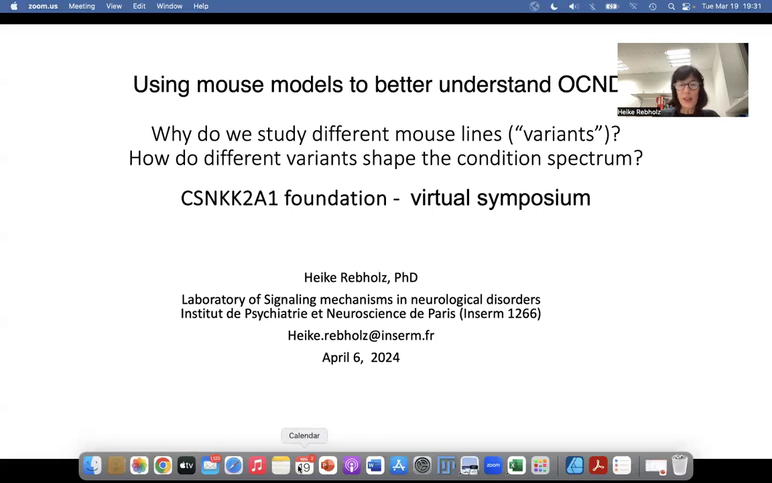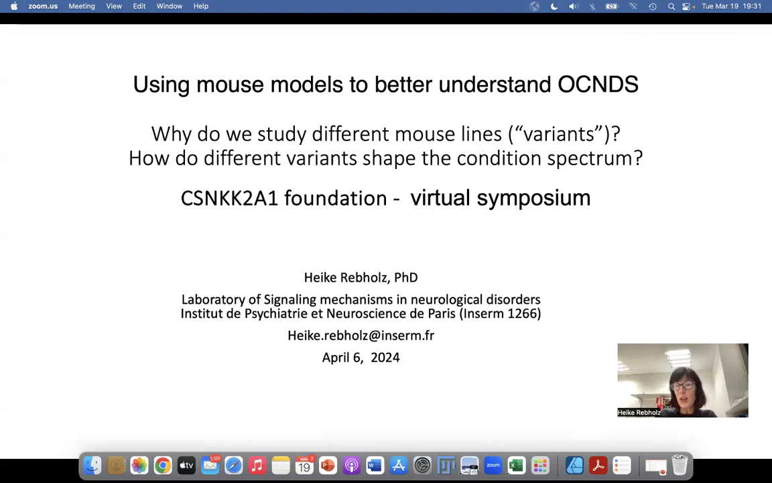Okay, so I work at the Institute of Psychiatry and Neuroscience in Paris, and in our lab, we're studying mainly mouse models with the aim to better understand OCNDS. We're not studying a single mouse model, but we have different mouse models that we want to compare, simply because the condition itself is not defined by one single variant, not just one mutation that all the patients share. But as you know, we have a big variety of variants, of mutations, that also generate a spectrum of symptoms in the patient.